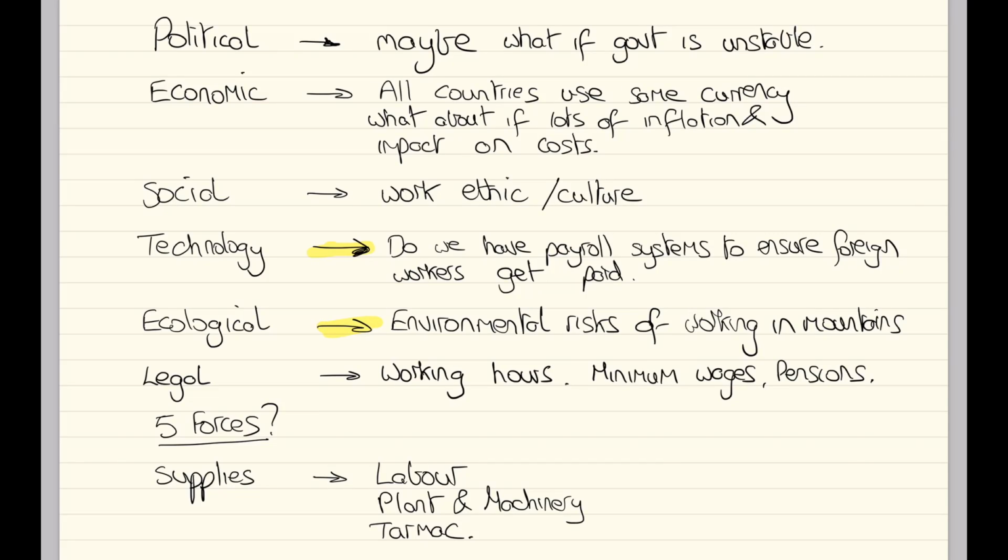The mountains are likely to throw up more environmental risks, so that would be an issue. And we don't have any information about specific legal stuff within the country, such as working hours, minimum wages. Do we have to make pensions? They're all issues. If we took the 5 forces, the main one I'm thinking on 5 forces would be suppliers of labour, construction people, engineers, suppliers of specialist plant and machinery for roads, and suppliers of raw materials such as tarmac. So lots of points there.